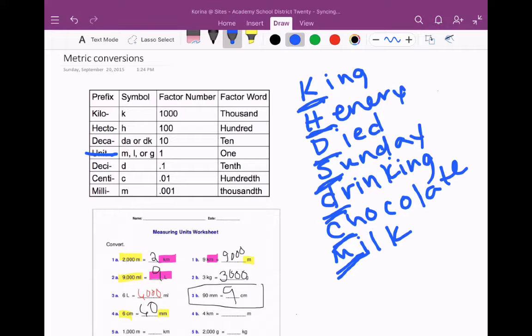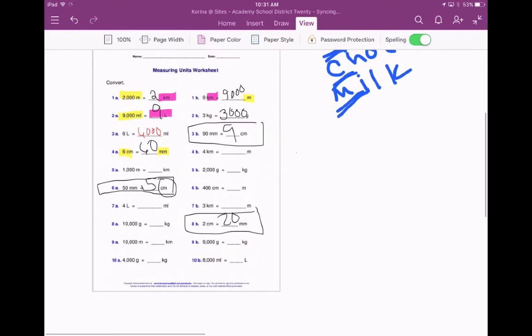Where kids get confused with this mnemonic device usually is in this Sunday part. So our Sunday or standard units are going to be meters, liters, or grams. Let's look at a problem using this mnemonic device.